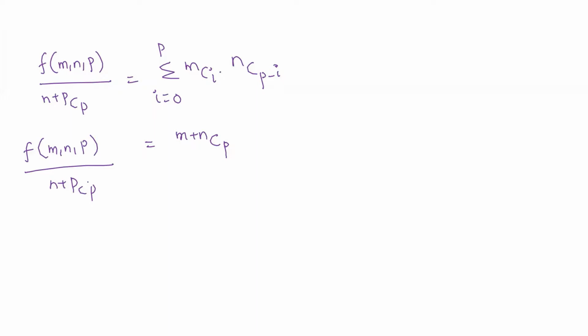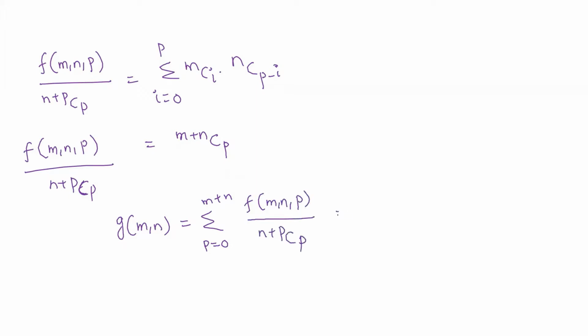So now if we talk about the second part of the question, where they have given g of m comma n, which is going to be the summation of p changing from 0 to m plus n, and we have to take f of m comma n comma p upon n plus p Cp. So which is going to be equal to summation of p equal to 0 to m plus n, and this is m plus n Cp, right?